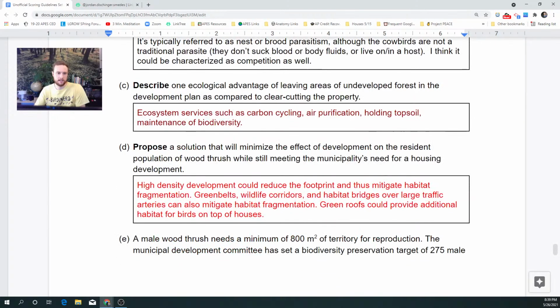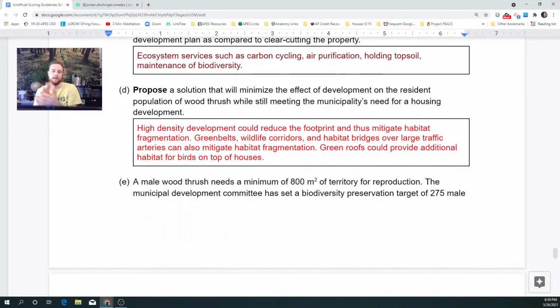All right. Letter D, propose a solution to help minimize the effect of the development on the resident population of wood thrush. Yeah, high density, going up. Building up rather than out is perfect. Green roof, maybe, if the habitat has birdhouses or can be used. Yeah, that's a great point.